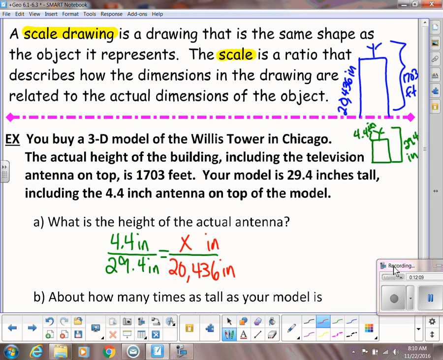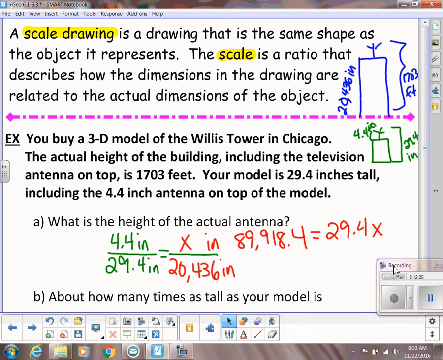So cross multiply, and you might want to get out your calculator for this. 20,436 times 4.4 is equal to 89,918.4. That's going to be equal to our 29.4x. And now we can divide by the 29.4. And that gave me 3,058.45 if I round that. So it's roughly that, and that's in inches.